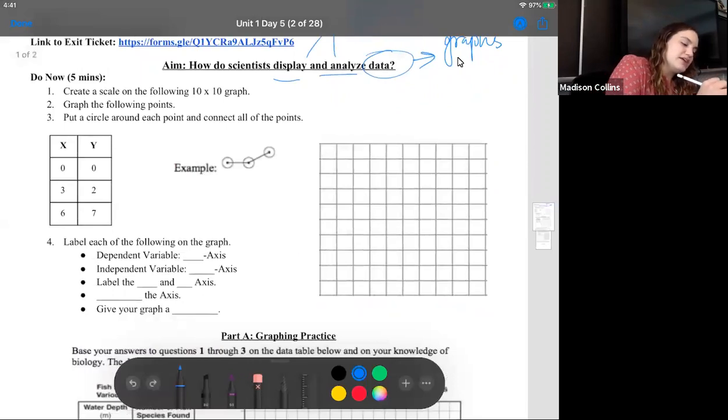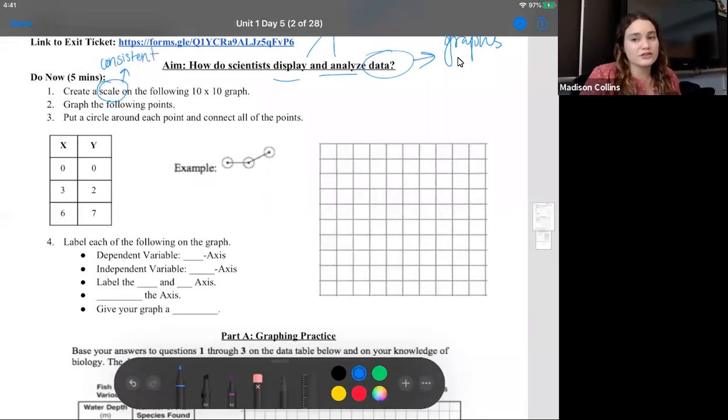Now, whenever we create a scale, I've got two things I want you to follow. That scale should be consistent, so it should follow the same pattern on your graph. And that scale should be numerical, which means it should be numbers. It should be a number scale.